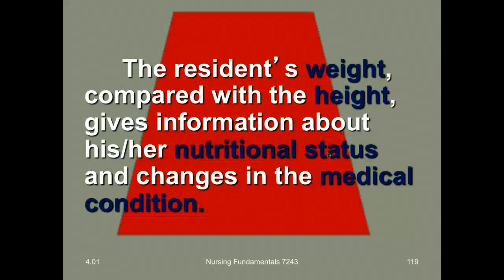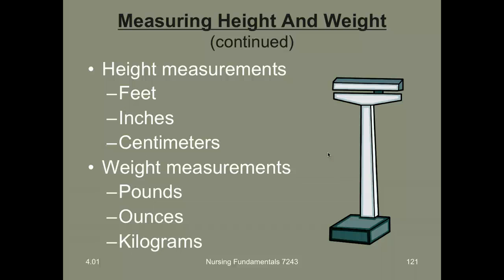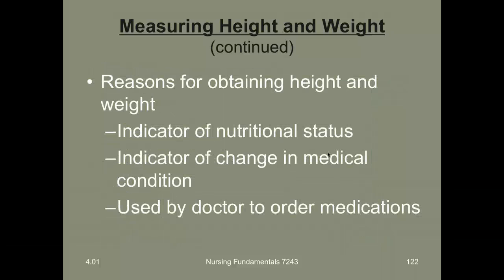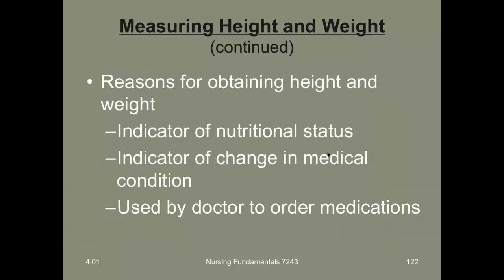Measuring height and weight. A resident's weight compared with height gives information about their nutritional status and potential changes in medical condition. A baseline measurement obtained on admission has to be done and it has to be accurate. Other measurements are also obtained as ordered. Height measurements can be done in feet, inches, or centimeters. Weight measurements can be done in pounds, ounces, and kilograms. One kilogram equals 2.2 pounds.